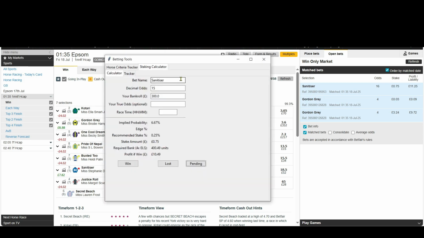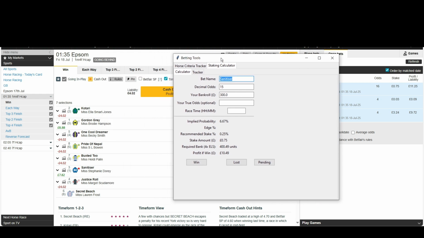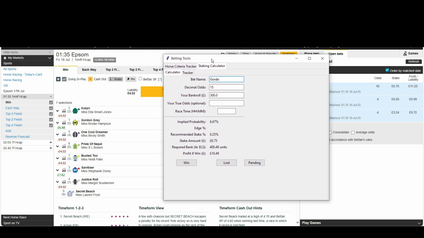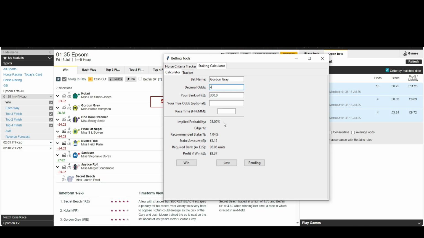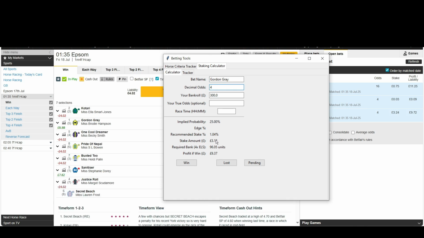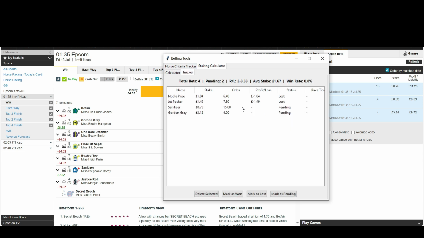So again, pop him in, Gordon Gray, plenty of time to do this. And he's in at 4s, means our stake was £3.12. The difference slightly is because of the Betfair commission and the way we haven't adjusted our bankroll. But we're talking pennies, so don't worry too much about it. So we put them in the pending, go to the tracker, and we can see that we've got 2 horses running pending, and we'll update the result after the race.